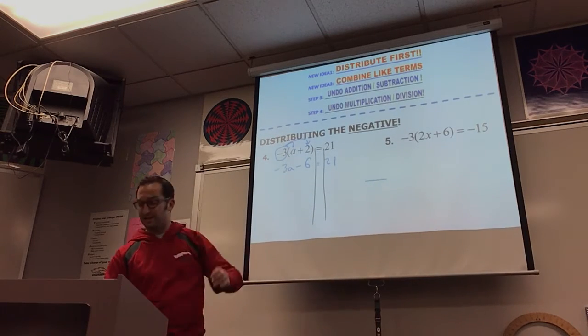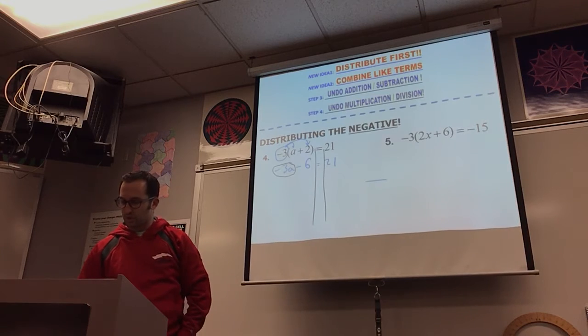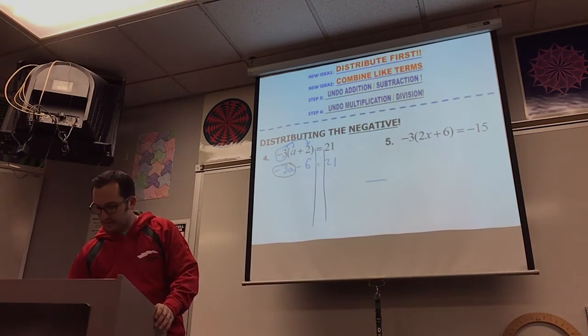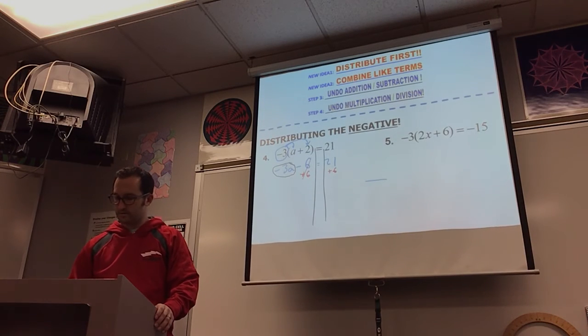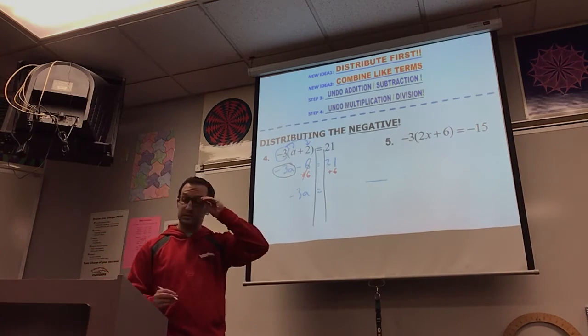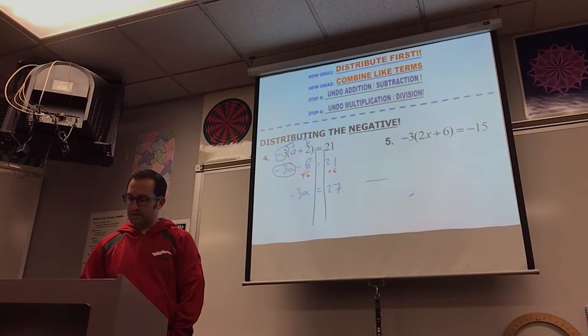Circle the variable and its coefficient. Now this says minus 6. What do I need to do to both sides? Plus 6. Cancel that. Negative 3a equals, what's 21 plus 6? 27. Now I need to get the a by itself.